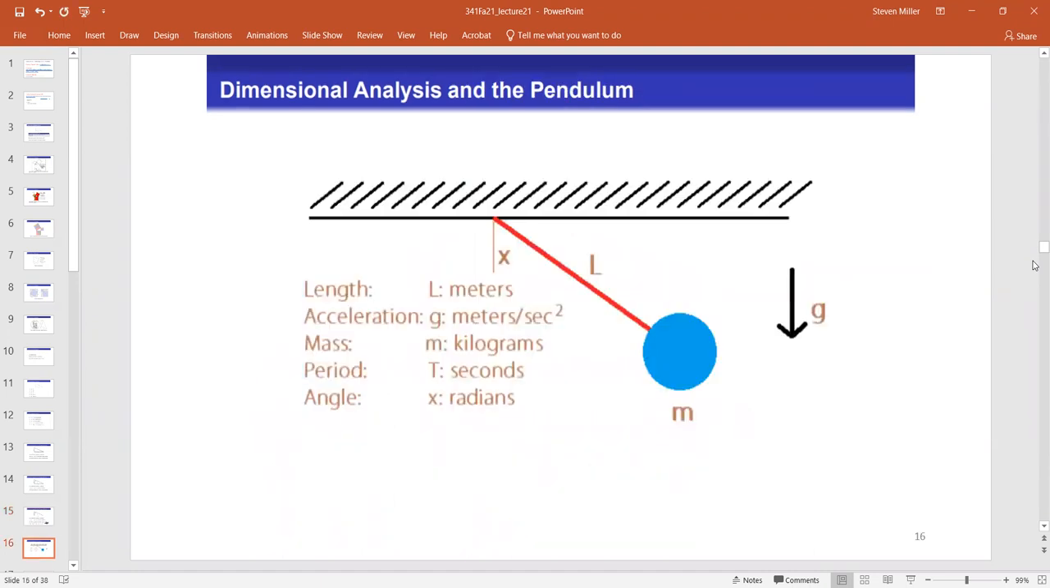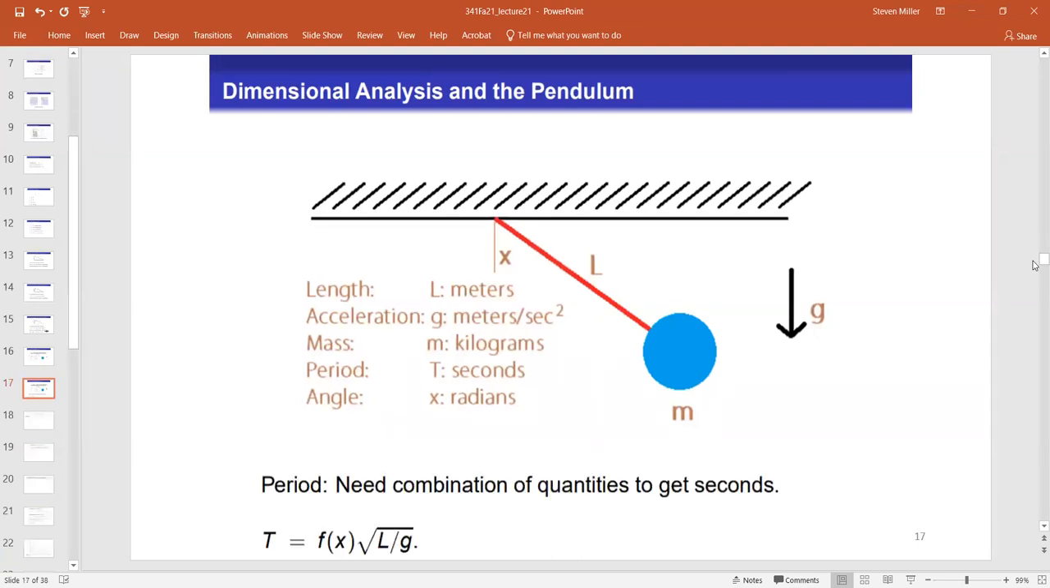I'm going to do this extremely rapidly for those of you who enjoy physics. If I have a pendulum swinging, I have a gravitational force down, I have a mass m, I have a length of the ball, I have X, which is the initial angle, which is unitless. And if you look at all the quantities I have, if I want to calculate the period, how long it takes the pendulum to go back and forth, the period is in seconds. The only way I can get seconds from all these quantities is I've got to have a square root of L over G. There's nothing that can cancel the mass, so the mass can't come into play.